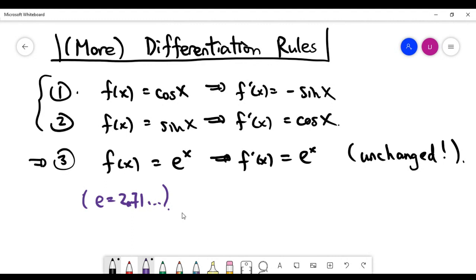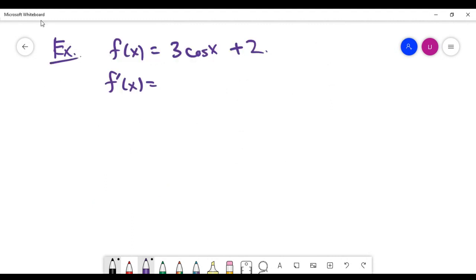So let's look at some examples now. So please look at this function together. It is 3 times cosine x plus 2. So what is the derivative of this function? And as you know, when 2 is a constant, as a constant function, after taking derivative, it's going to be 0. And for the first term, the derivative of cosine x, as I said in the last page, is minus sine x. So basically, the derivative and the answer is minus 3 times sine x.